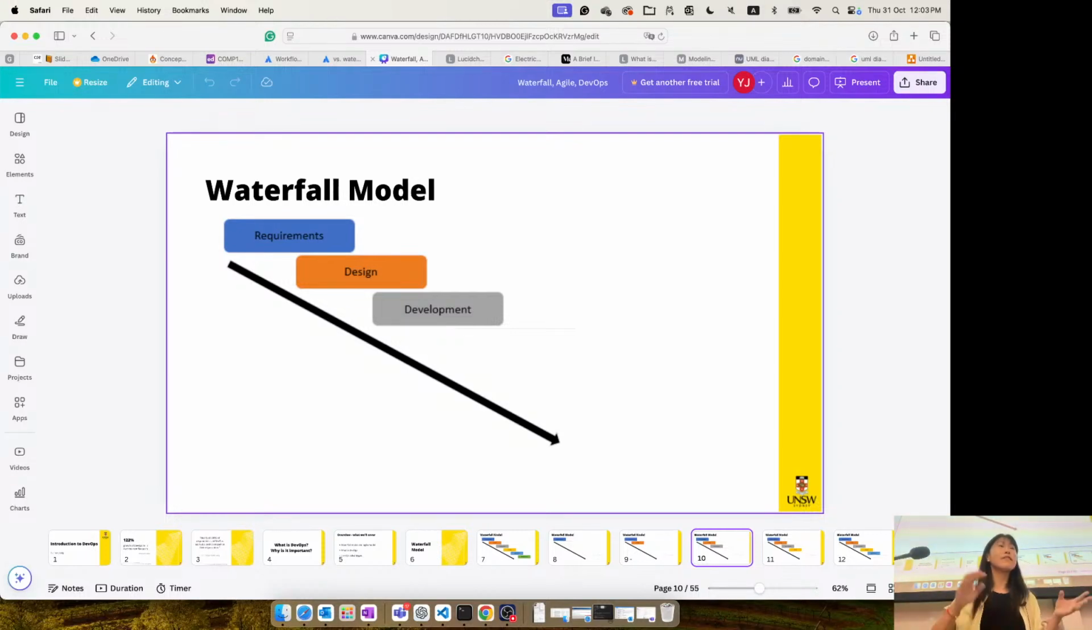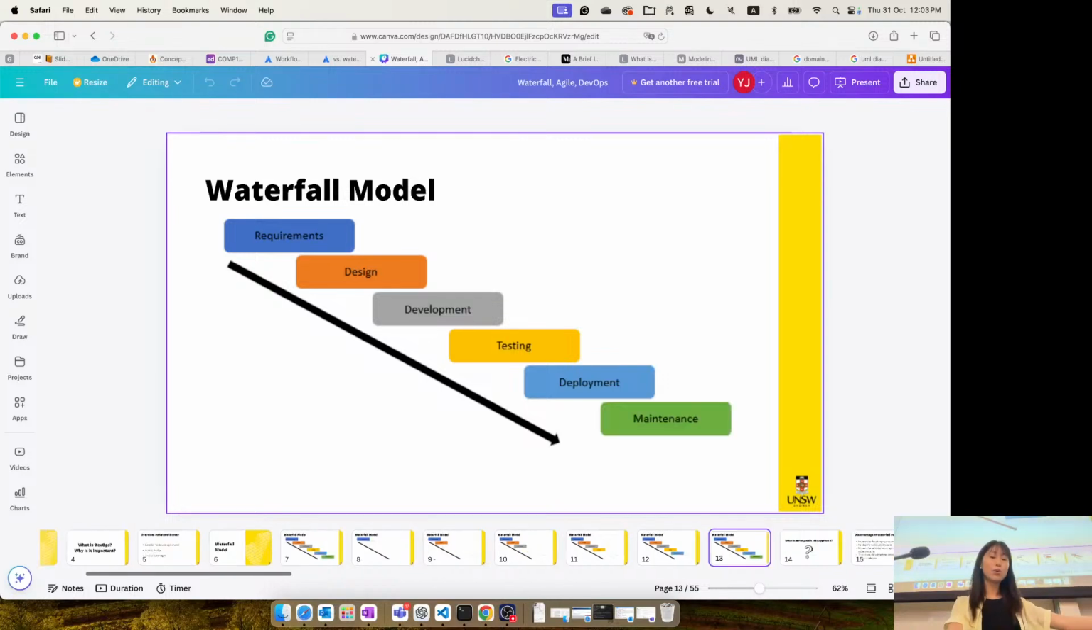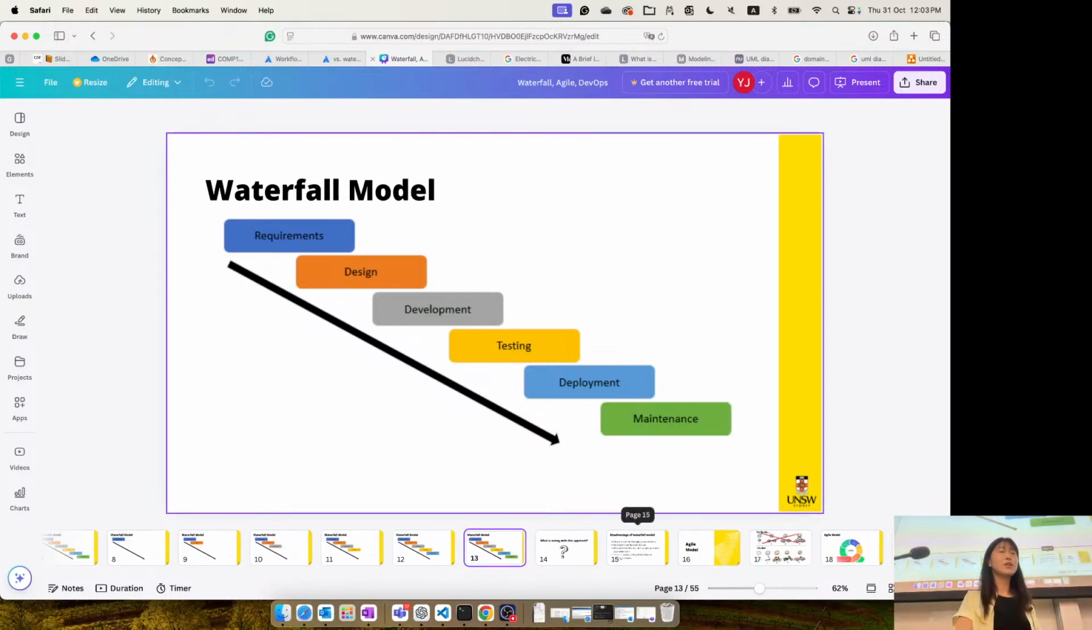But developers also have no idea about what the stakeholders need. They only have the requirement documents and the design document, but they will have no conversation with the actual stakeholders. And then after development, they will do the testing, and then deployment and maintenance. So it's a linear process. This is very, very traditional.